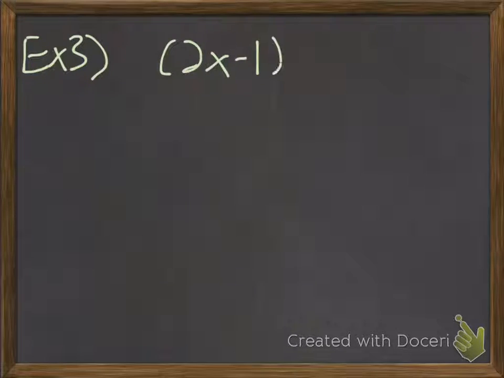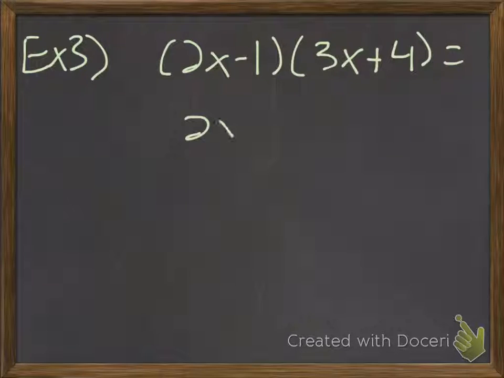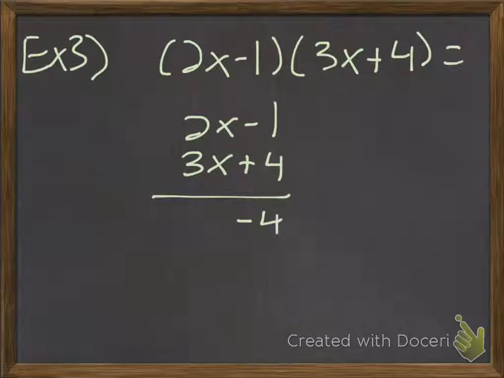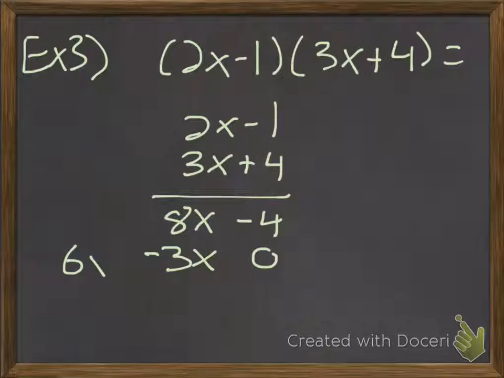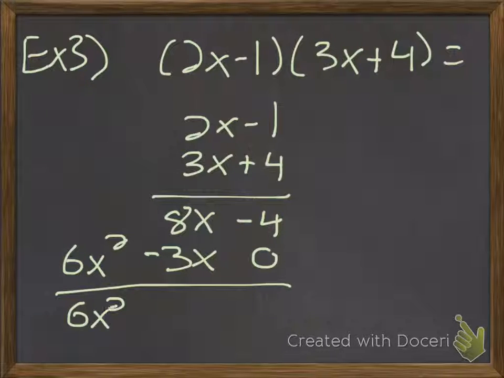2x minus 1 times 3x plus 4. Now let's just be careful and set it up. So 2x minus 1 times 3x plus 4. Negative 1 times 4 is negative 4. 2x times 4 is 8x. Put the 0 for place value. Negative 1 times 3x is negative 3x. And 2x times 3x is 6x squared. Now let's add up the result: 6x squared minus 5x minus 4.